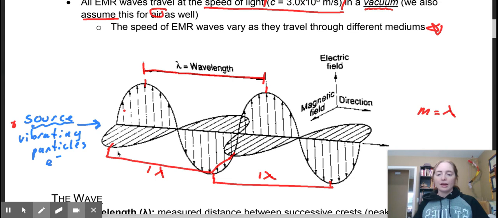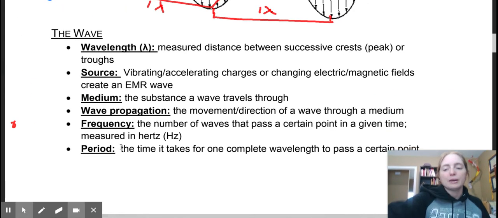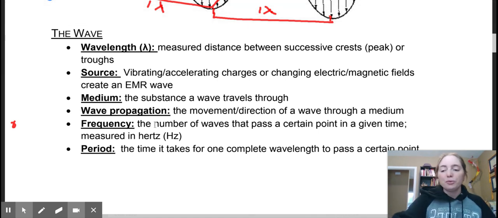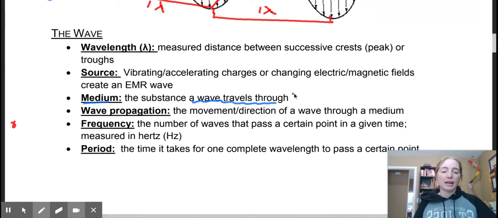Okay. Next thing, well, we don't need to draw the medium. The medium is just going to be what the wave is going to travel through. And this medium could be anything from air, which is going to be the most common one. But we could change the medium and say it could be a brick wall that we're going to have EMR go through.